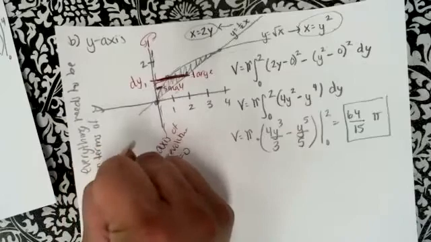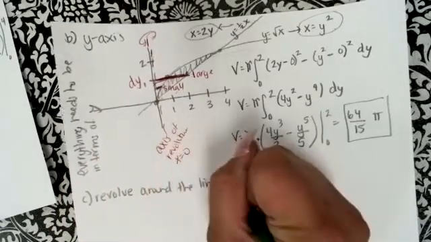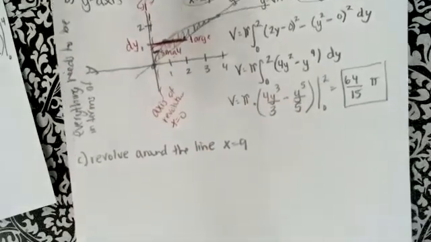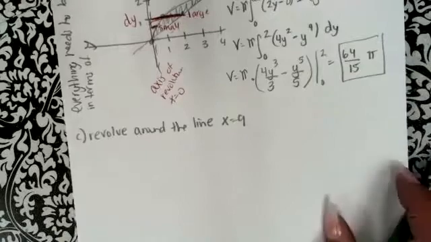Second to the last one. We're now going to revolve it around the x equals 9 line.